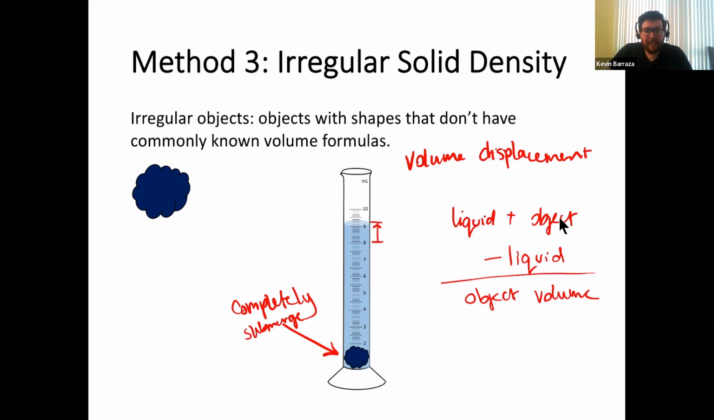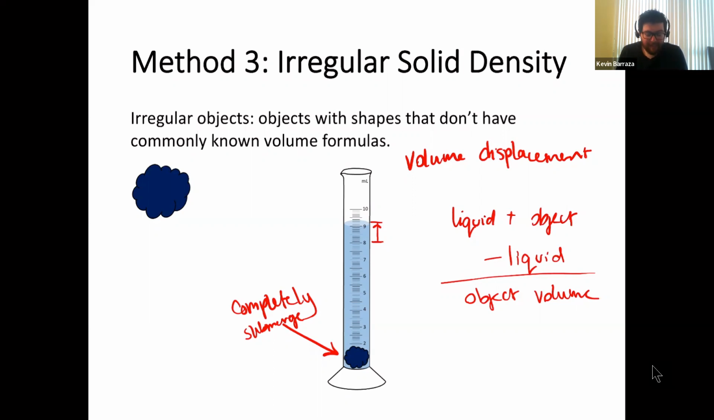If I know the liquid and the object's volume and I subtract the liquid, I'm left with the object. And so that's how we get the density of an object in all three cases. Density of a liquid, density of a regular object, and density of an irregular object. Now, there's a really good question in the chat.